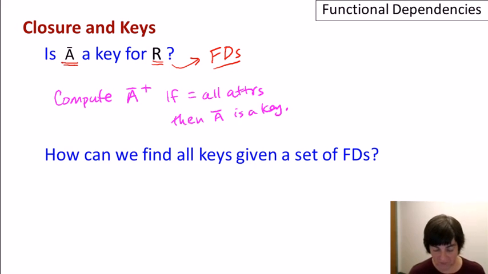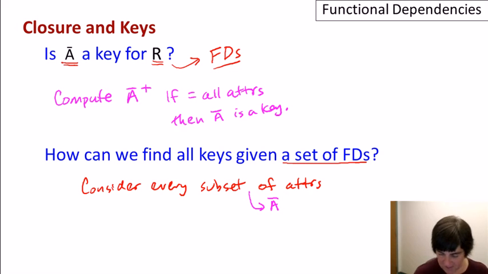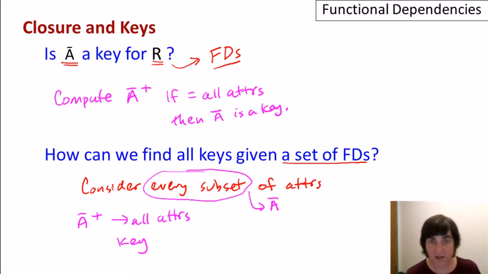As a more general question, let's suppose we're given a set of functional dependencies for a relation. How can we use it to find all of the keys for the relation? We use the same basic idea of computing closure, but this time we have to do it for every subset of the attributes. Let's call each subset A-bar, and we just check if the closure of A-bar determines all attributes. If it does, then it's a key. By considering every subset of the attributes in R, we're considering every possible key, and we'll check for each one whether it's actually a key.